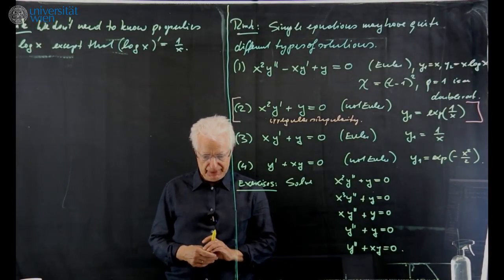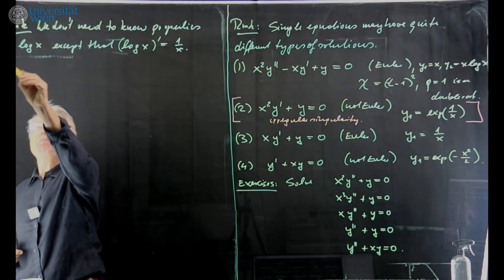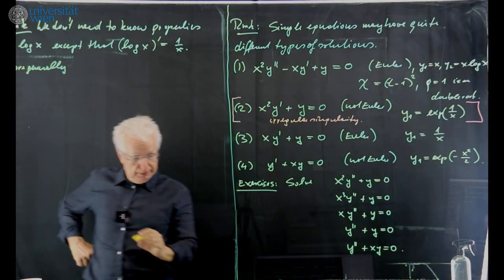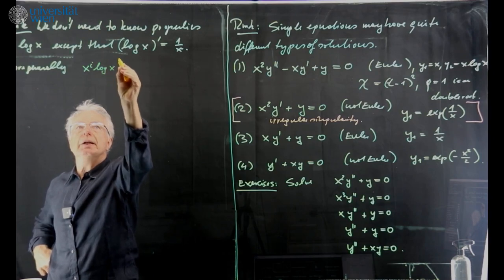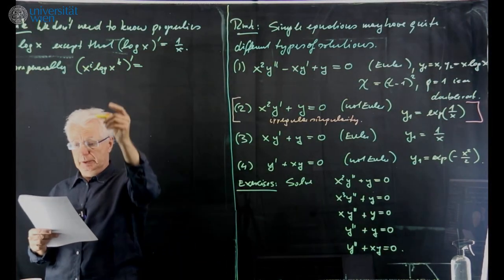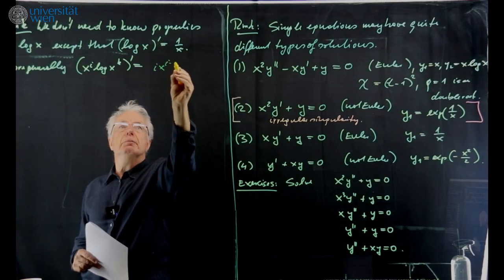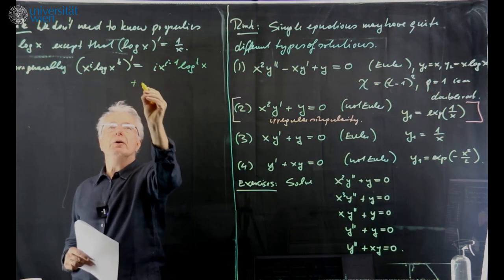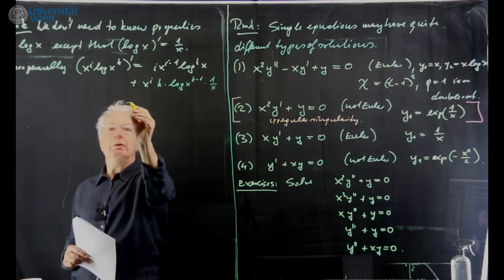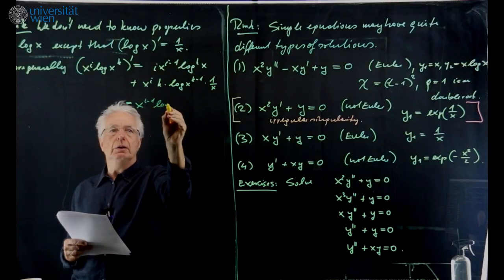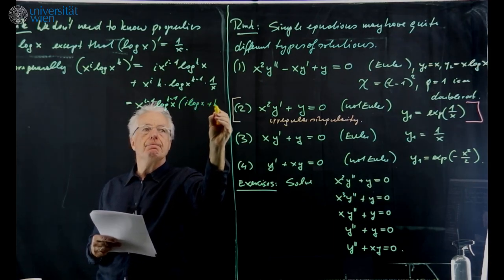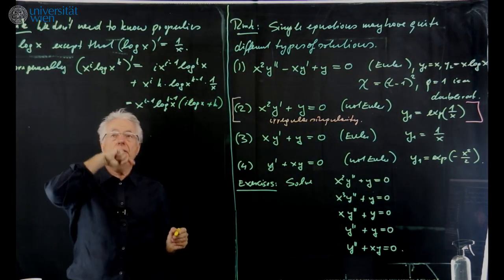So, more generally, once we know this, we can apply the product rule. If we take x^i (log x)^k, then we obviously get i x^(i-1) (log x)^k plus x^i k (log x)^(k-1) 1 over x, which equals x^(i-1) (log x)^(k-1) times (i log x plus k). Okay? This is, of course, a consequence.